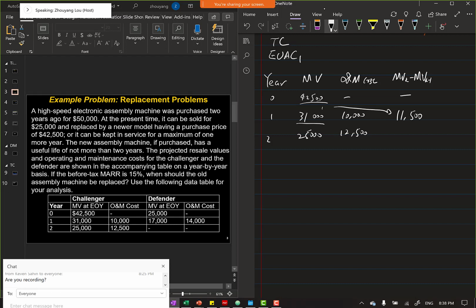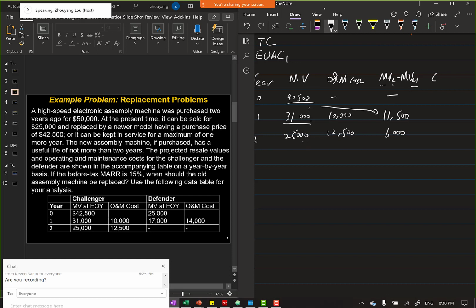We will have 11,500. And we do the same for year 2, because we're using K: market value at year K minus market value at year K minus 1, so we use 31,000 minus 25,000, so this entry would be 6,000. And the next column, we call that I times MV_k. You can call it the cost of capital. So the interest rate here, the hurdle rate, is 15%. So we use this times the 15%. That would be 6,375.